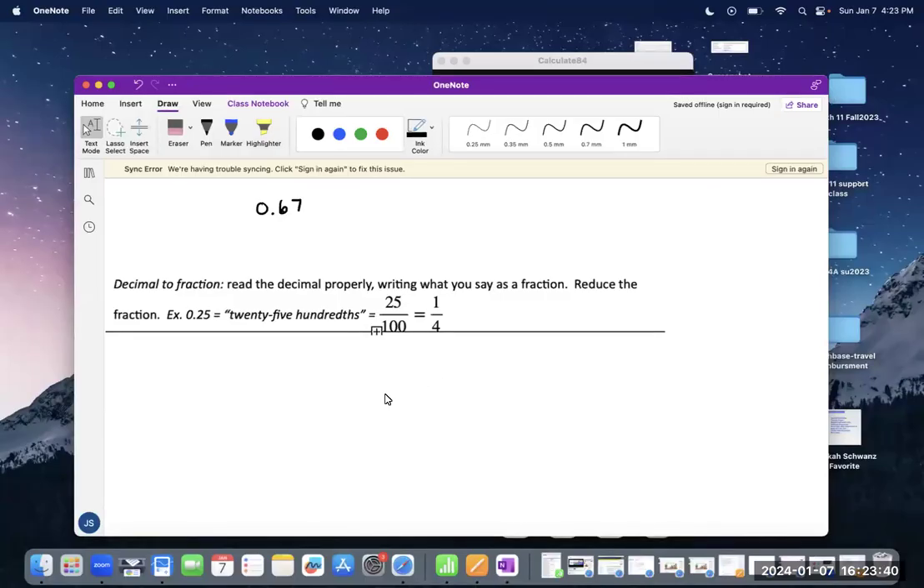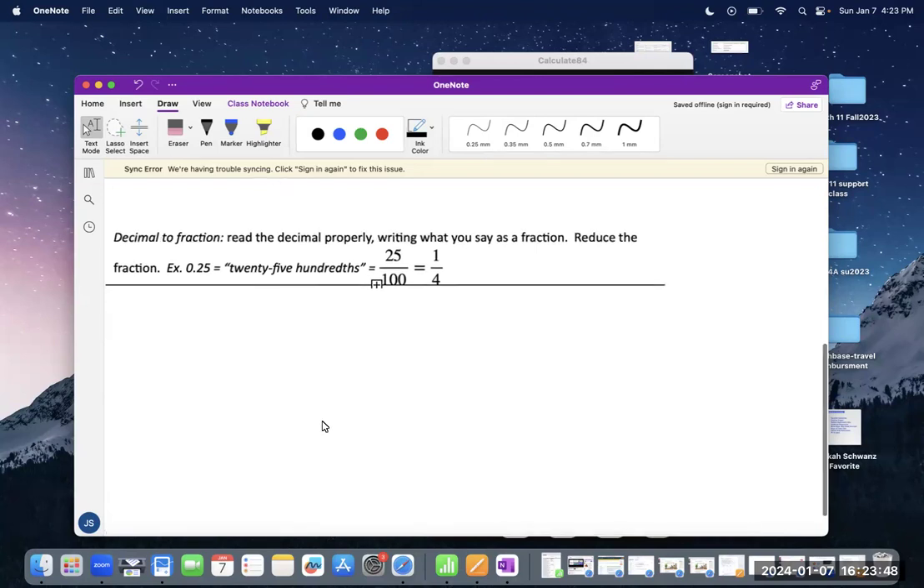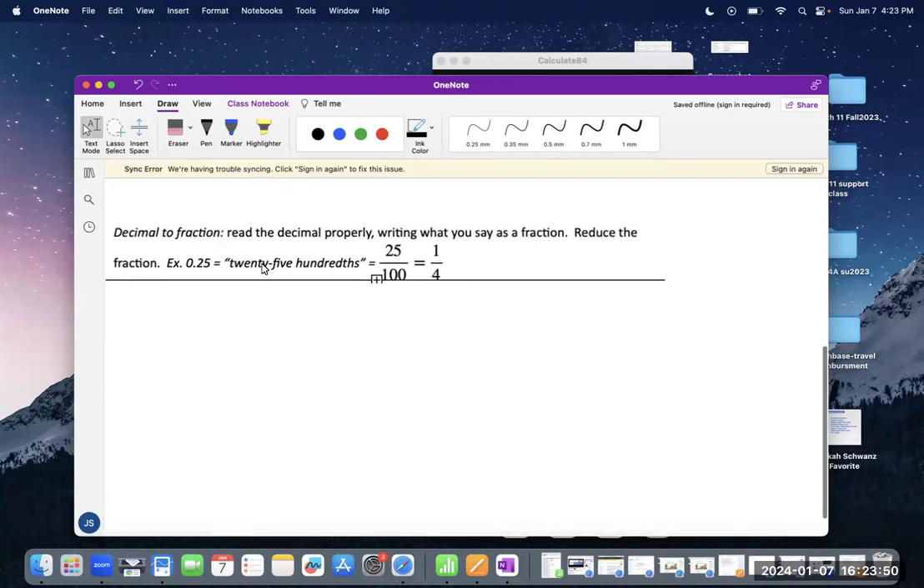So here we are, we are converting a decimal back to the fraction. How would we go that way? So one way of doing this is correctly saying the decimal out loud. And this requires that you remember the place value of each decimal place.